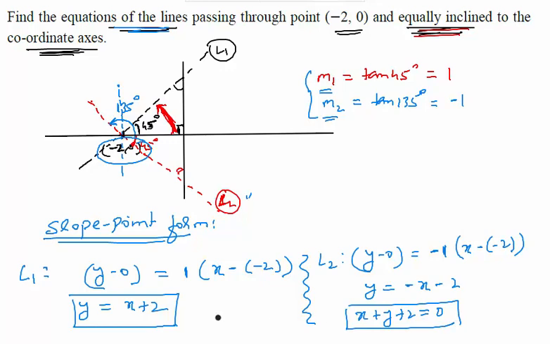So these are the two possible equations of lines which will pass through -2, 0 and will be equally inclined to our coordinate axis.